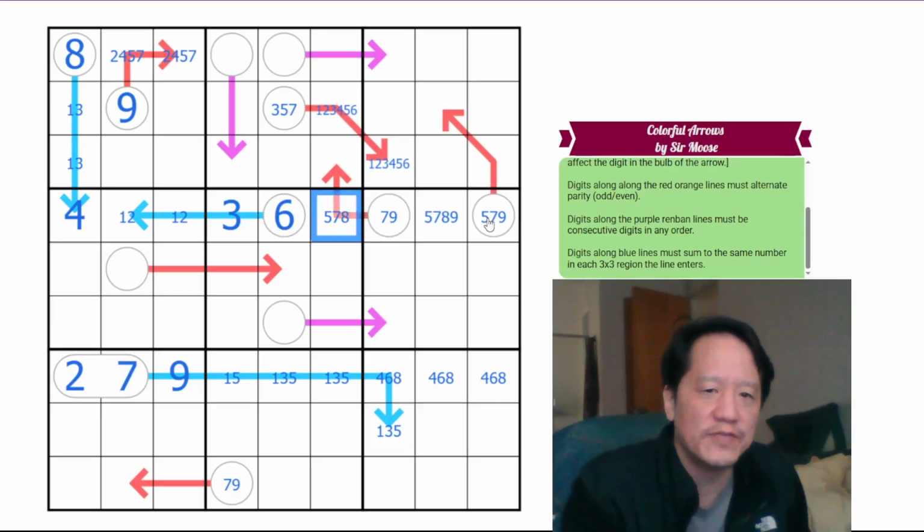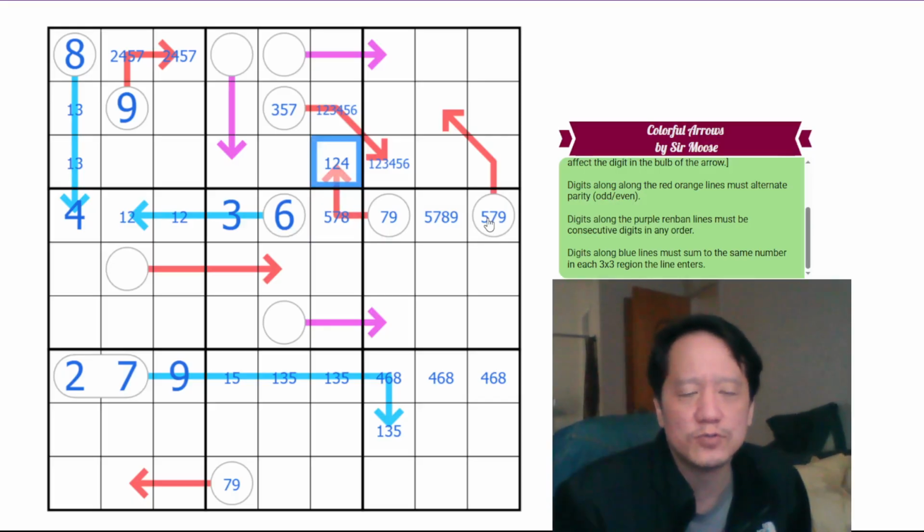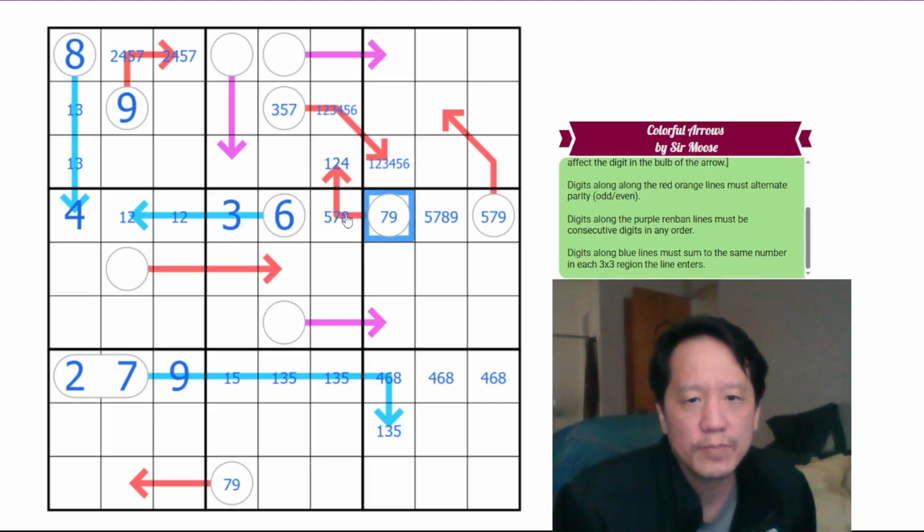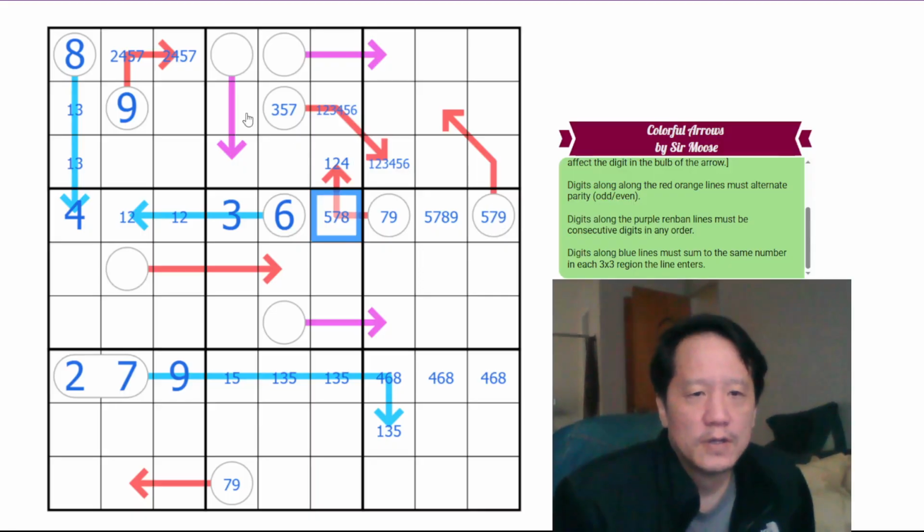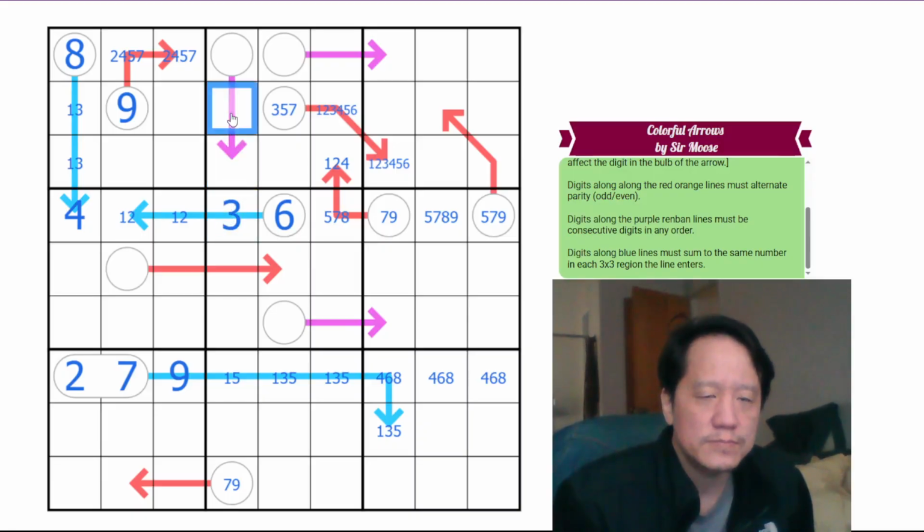To add up to 7, you have to have 5 and 2. To add to 9, it could be 4 and 5, 2 and 7, or 1 and 8. So this is 1, 2, or 4 here. This is a renban, and it cannot have 3 on it. So to add up to this digit, well, 8 can never be here.